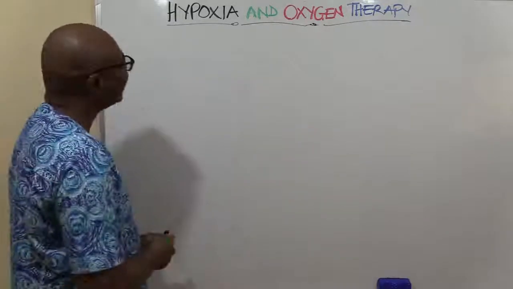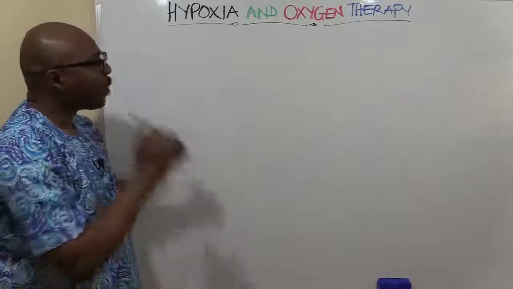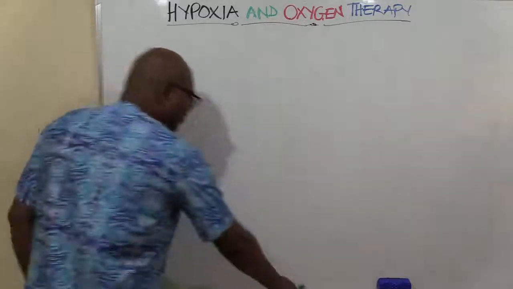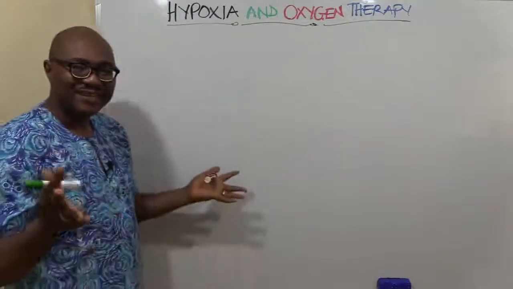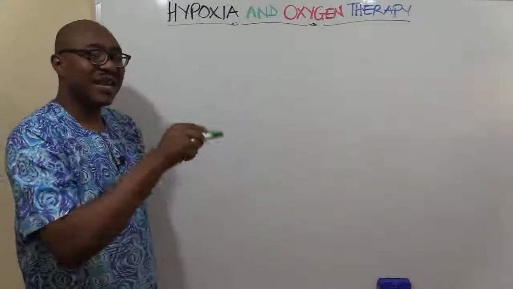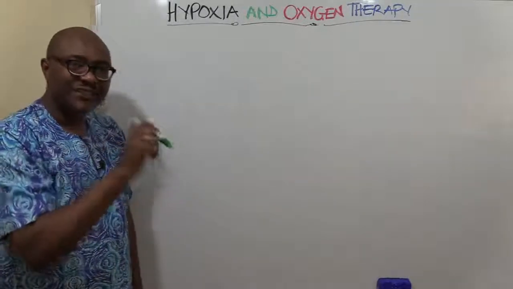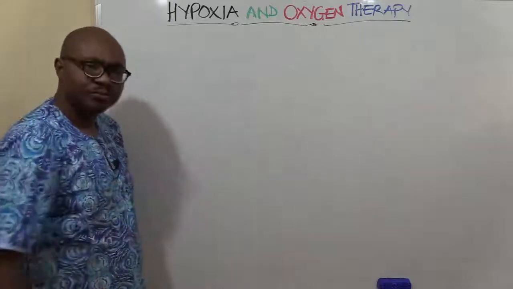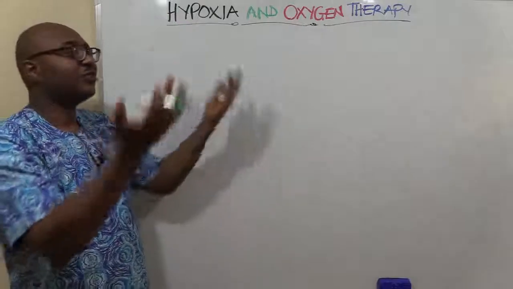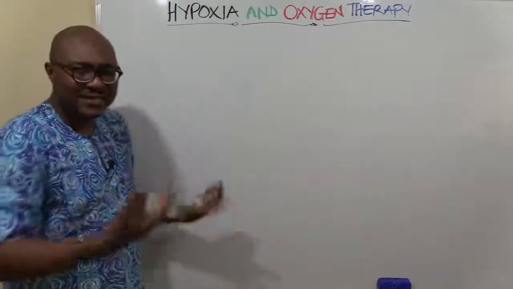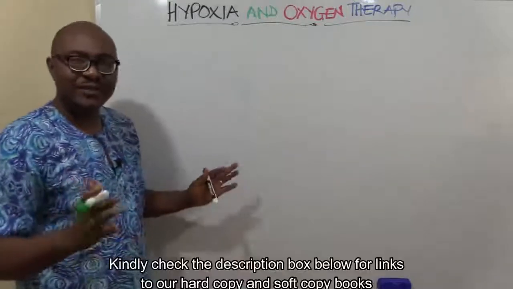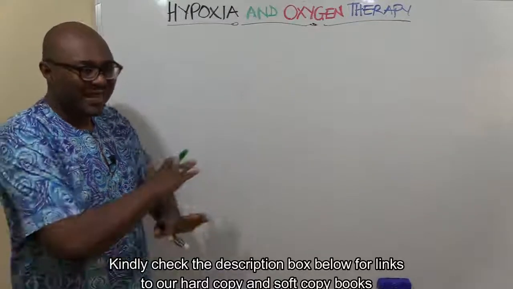Now let's get started. So today we are dealing with hypoxia and oxygen therapy. So now quickly, what is hypoxia? It simply means deficiency or lack of oxygen at the tissue level. In the end, after all is said and done, you've taken in air, it has been transported, you need that oxygen to be utilized by the tissues, by the cells of the body. So it's lack of oxygen.